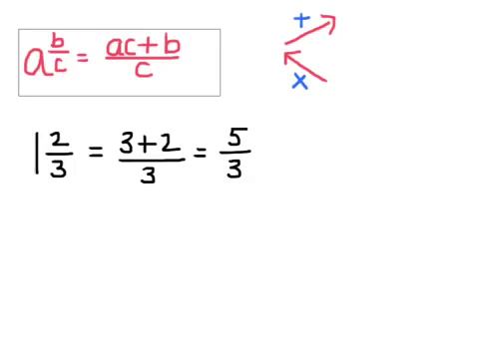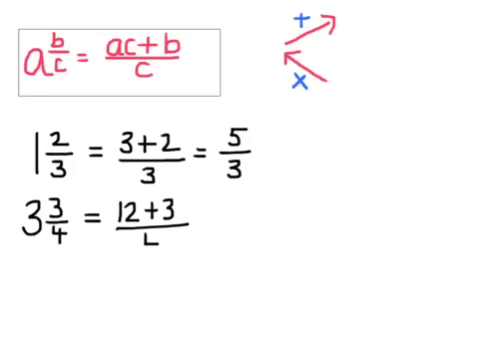Let's look at another example. If we consider 3 3/4, which again is a mixed number because we have a combination of a whole number and a fraction. So we're going to multiply these two numbers, 3 and 4, and add the 3. So that gives us 12, 3 times 4, plus 3, and we divide again by the denominator of the fraction, which is 4. So that gives us 15 over 4.